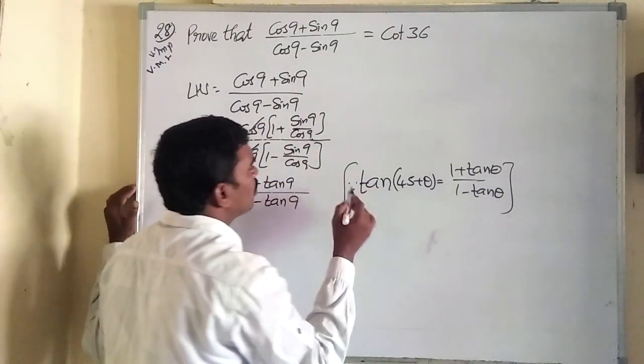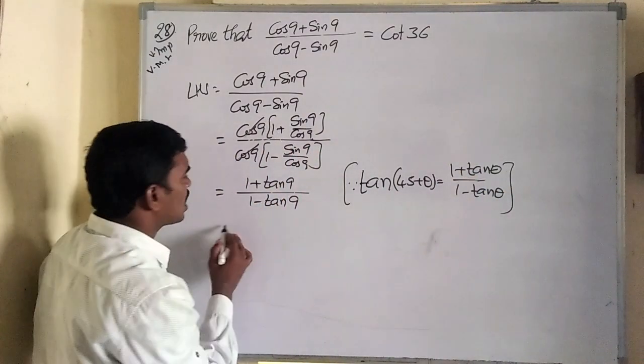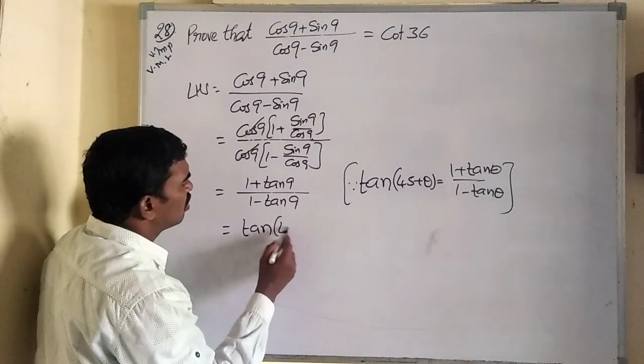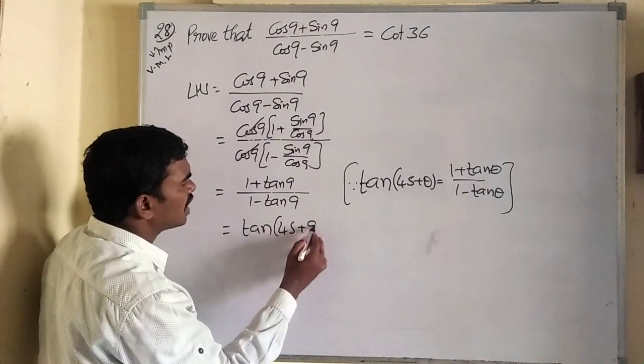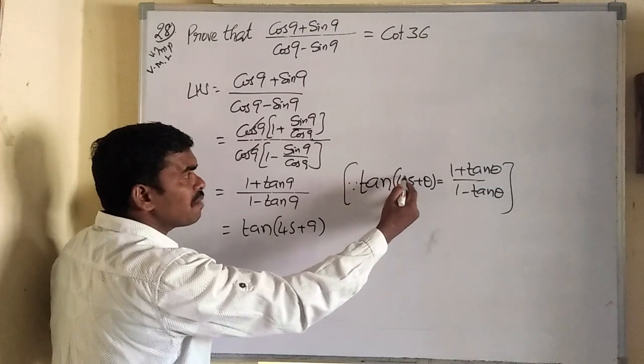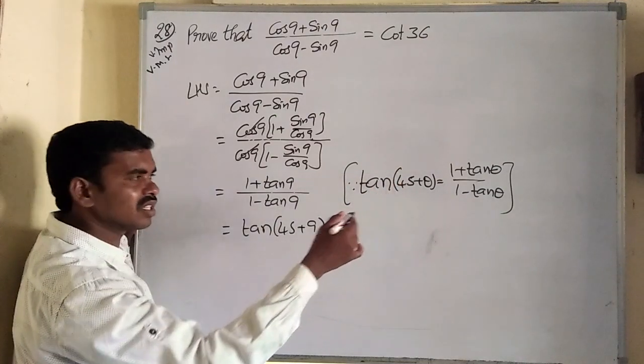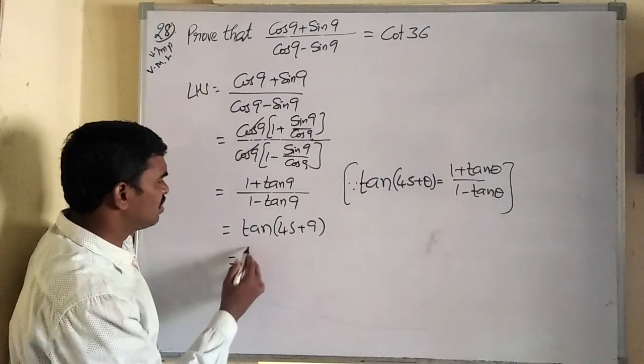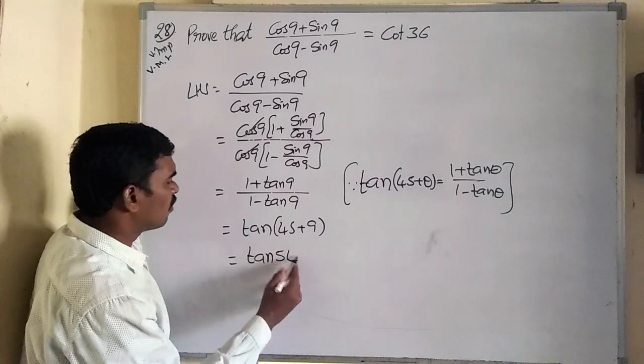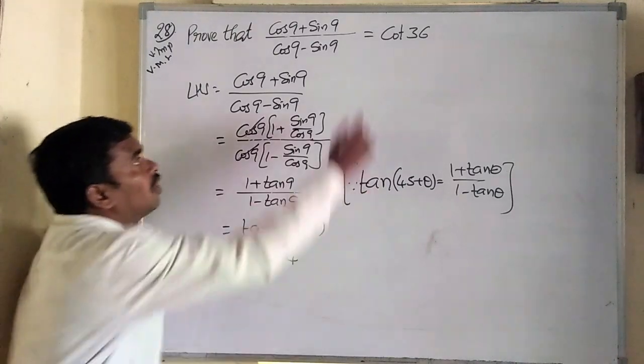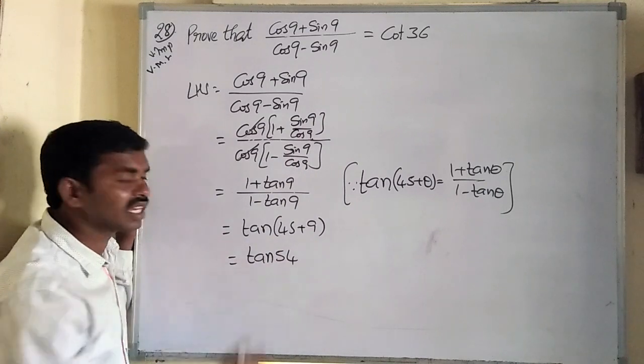So based on this formula, (1 plus tan 9) by (1 minus tan 9) means tan of 45 plus 9. So tan of 45 plus theta means what? 45 degrees, you can write pi by 4 or 45 degrees, both are the same meaning. So which is equal to tan 54. Got the answer? No. Cot 36 is there. Sir, we got tan 54. What?